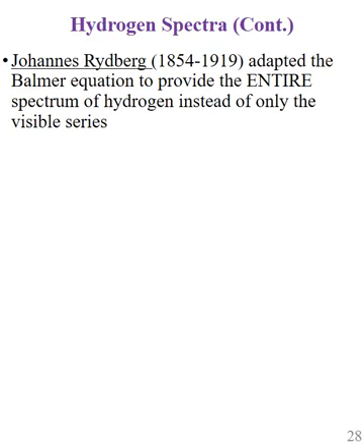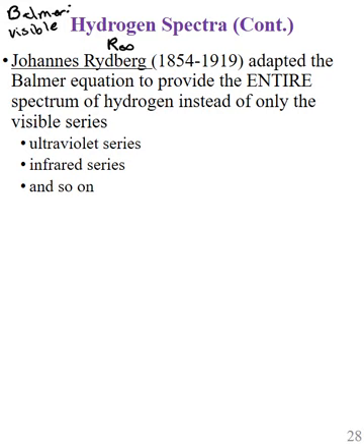Now Johannes Rydberg, this is where the Rydberg constant is coming from, this person. He adapted the Balmer equation to provide the entire spectrum of hydrogen instead of only the visible series. So the Balmer equation is only good for the visible light. Johannes Rydberg came up with an equation to take into account the ultraviolet light, infrared, and so on. So the entire electromagnetic spectrum.